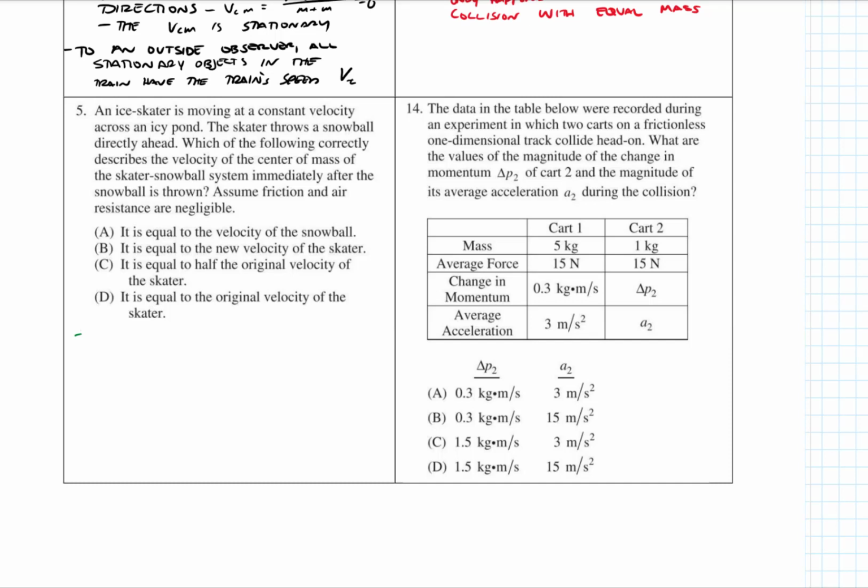Well, if we're on that pond, and the net force on this ice skater is 0, friction and air resistance are negligible, so there's no outside forces, then the velocity of the center of mass of the system has to be the same before and after something happens. So the velocity of the center of mass of the system is the velocity of the skater before something happens. So the velocity of the center of mass after she throws the ball is going to be the same as the original velocity of the skater.